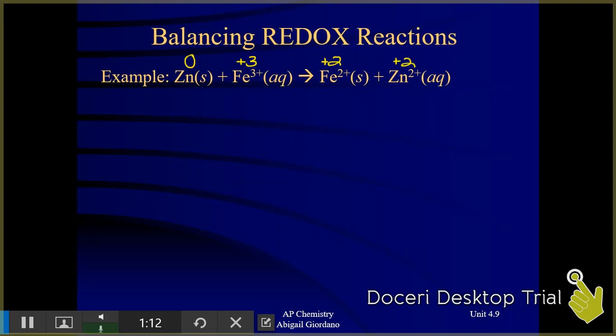Okay, so let's take each element individually. Zinc is going from 0 to +2. Its charge from left to right is increasing. That is oxidation. Zinc has been oxidized where the iron has been reduced. I can see that because its charge has decreased. So in a lot of redox situations, you'll simply be asked which element is oxidized, which element is reduced. How do you know? You describe what is happening to the oxidation state.